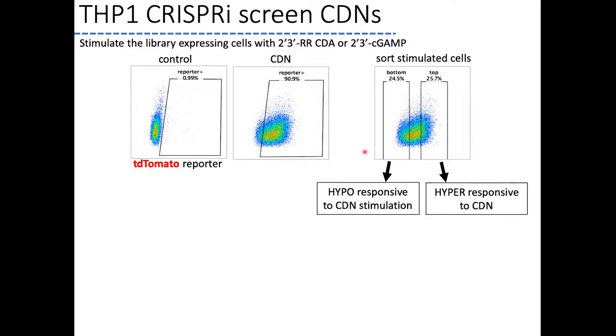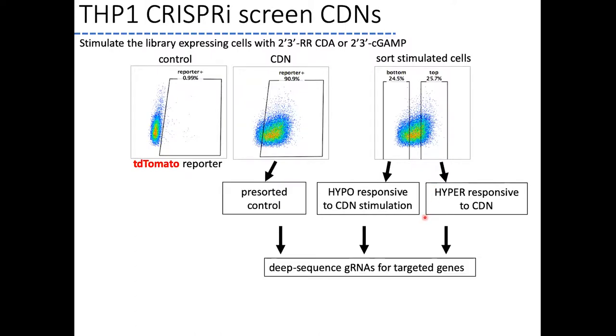Next we sorted the cells into two populations: one population that became hyporesponsive to cyclic dinucleotide stimulation, and one population that became hyperresponsive to CDN stimulation. We next deep sequenced these populations to find the guide RNAs enriched in these different populations and compared them to a pre-sorted control. One gene that we expected to be targeted in the hyporesponsive population is STING, but also IRF3, because IRF3 is directly upstream of the reporter. So knocking down IRF3 would reduce reporter activation.